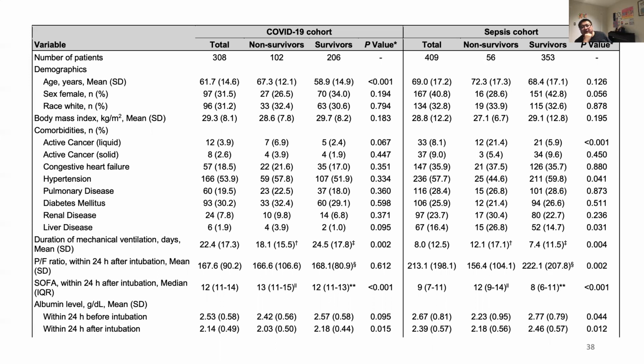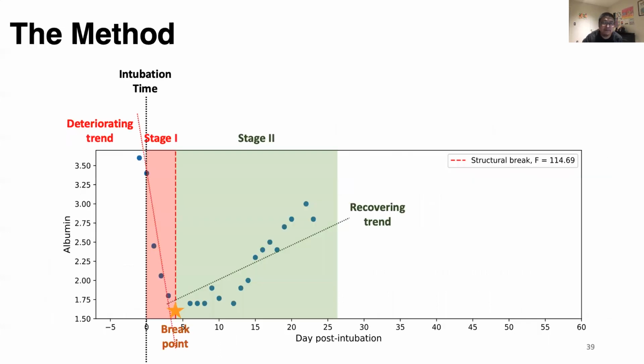Adult patients in the COVID-19 cohort were admitted from March 3rd, 2020 to July 10, 2020. SARS-CoV-2 diagnosis was made through the RT-PCR test performed on nasal swabs, and adult patients with sepsis, defined according to the Sepsis-3 criteria, were admitted from December 12, 2006 to February 26, 2019. And the method we used is demonstrated here.